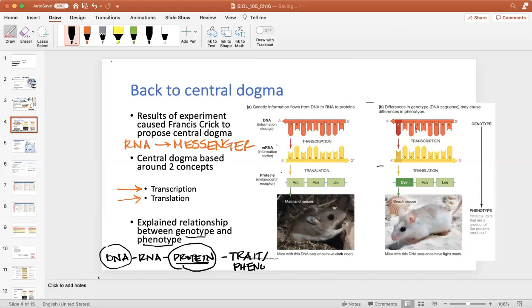Let me give you a specific example to show you what I mean. Okay, so here we have two different mice. These are actually the same species of mouse. One lives in an area that is wooded. So you can see that this is a really dark mouse. It lives in the woods. Okay, this mouse lives at the beach.